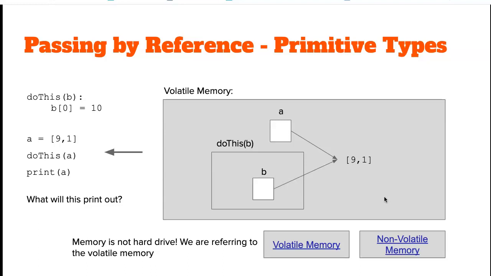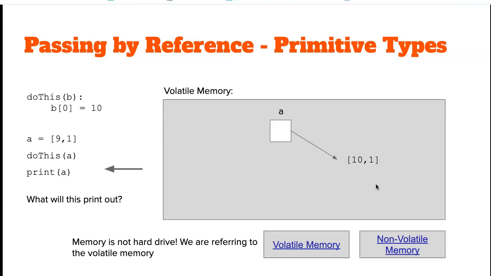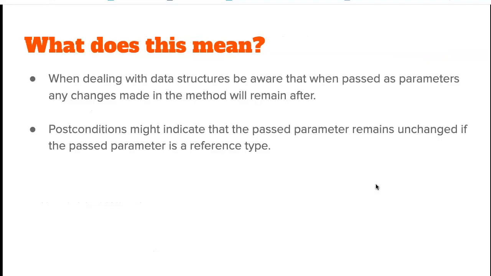So when this function runs and we say B at 0 becomes 10, that's changed the value here to 10. Notice both A and B are pointing at that changed data structure. So when the function ends and we print A, what we actually get is 10, -1. And that's the idea of passing by reference versus passing by value. This is something that's really important to understand as a beginning programmer.